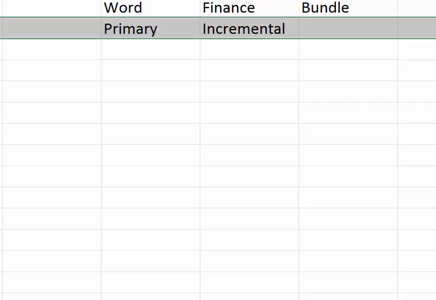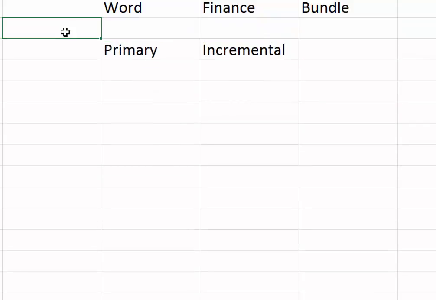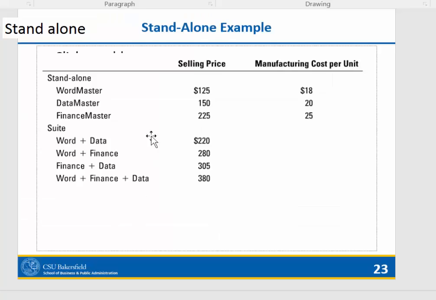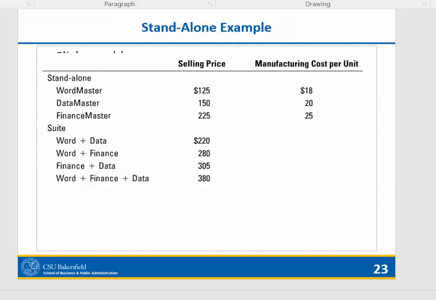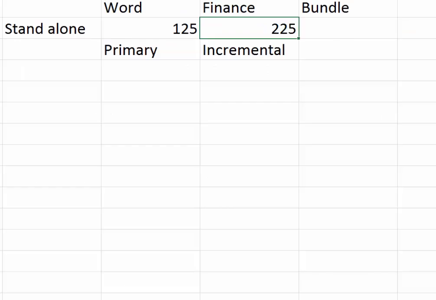I'm going to push this down a little bit. I have a standalone price, and the standalone prices are given. We are looking at Word 125 and Finance 225. So 125 and 225, that's what we get. Now the bundle price is 280.